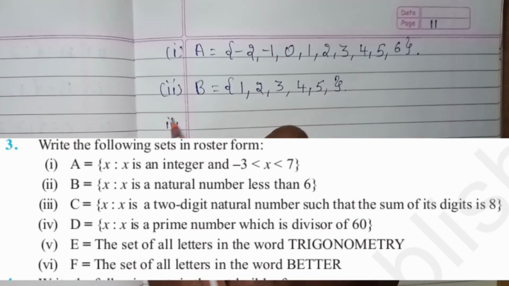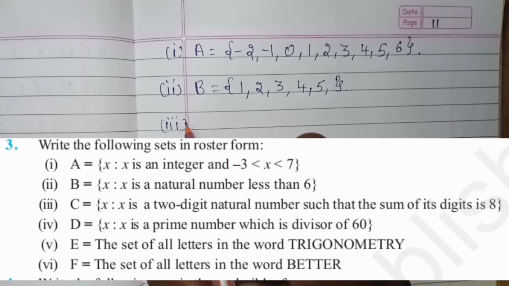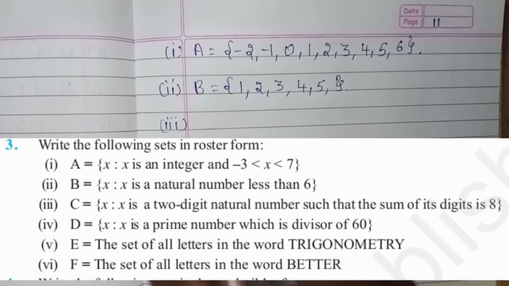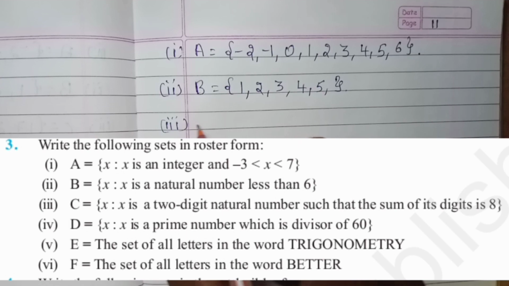The third sub question: C is equal to {x : x is a 2-digit number such that the sum of its digits is 8}. The two conditions of the set are, it should be a 2-digit number, and generally the numbers between 10 and 99 are 2-digit numbers. I hope you all know that. And the second condition is that their digit sum should be equal to 8. Okay, we'll write the elements.